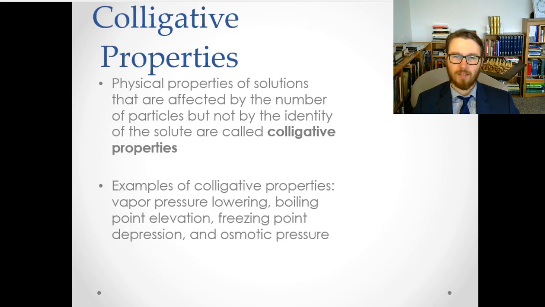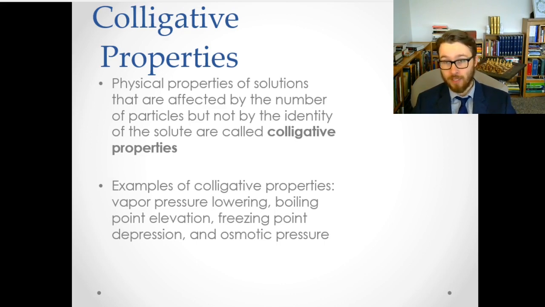Second up, colligative properties. All right, I just want to give you some definitions. We're not going to do any math with them today, but I want to get you exposed to them. Just sort of look at them for a first time. So, there are physical properties of solutions, and they are affected by the number of particles, but not the identity of the particles, and these things are called colligative properties.